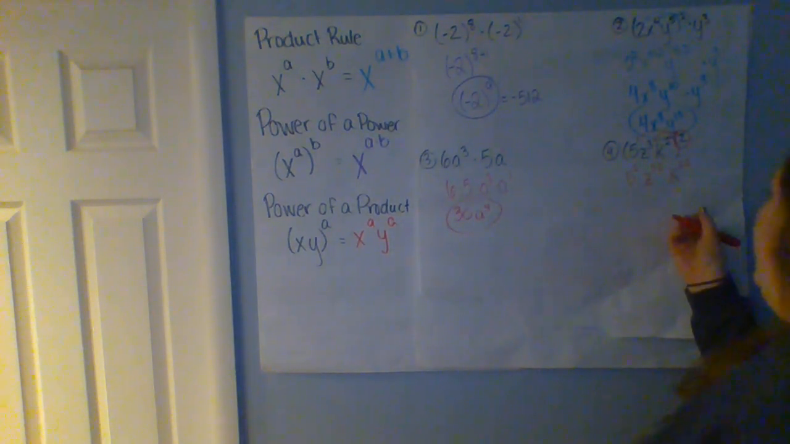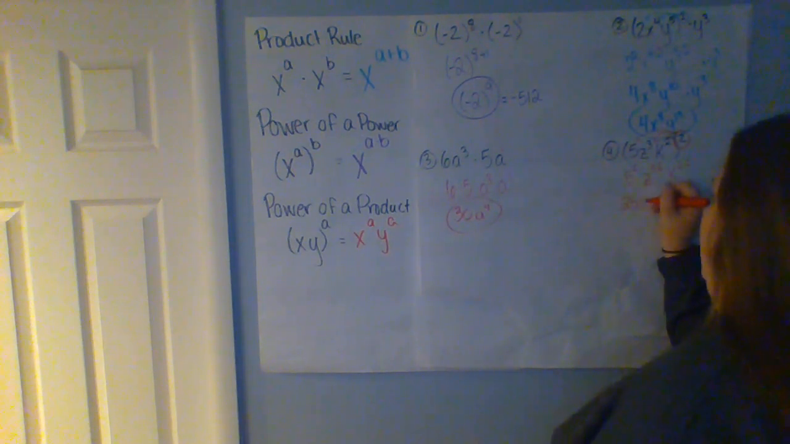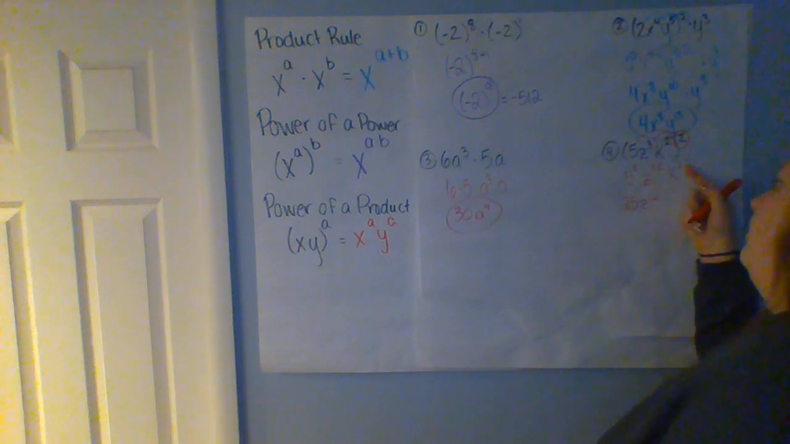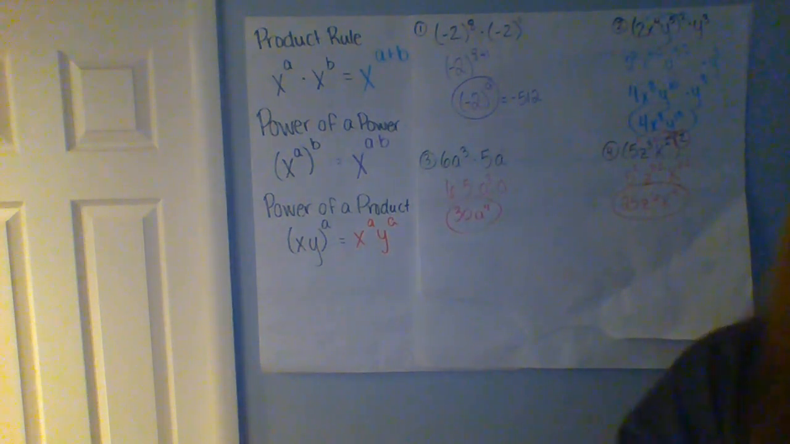So now 5 squared is 25. 3 times 2 is 6, so z to the 6th. 2 times 2 is 4, k to the 4th. And that's our final answer.